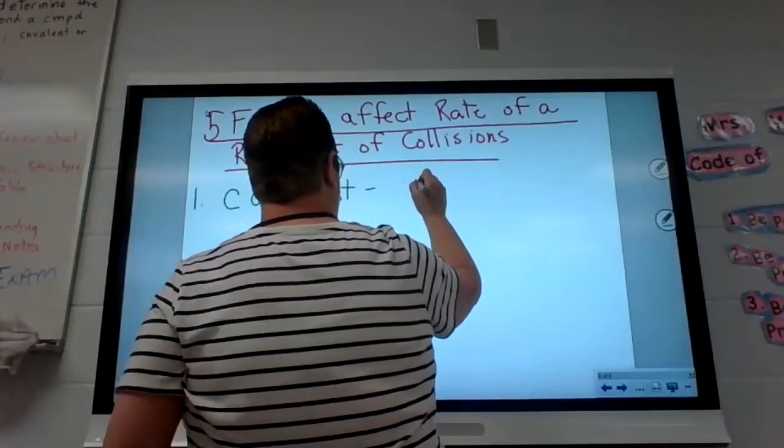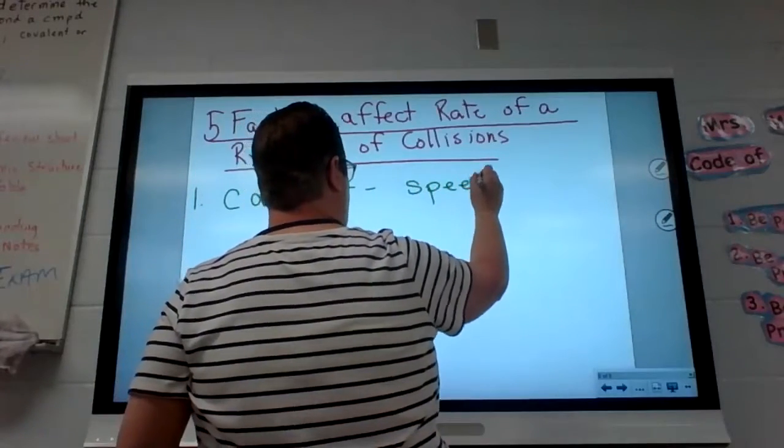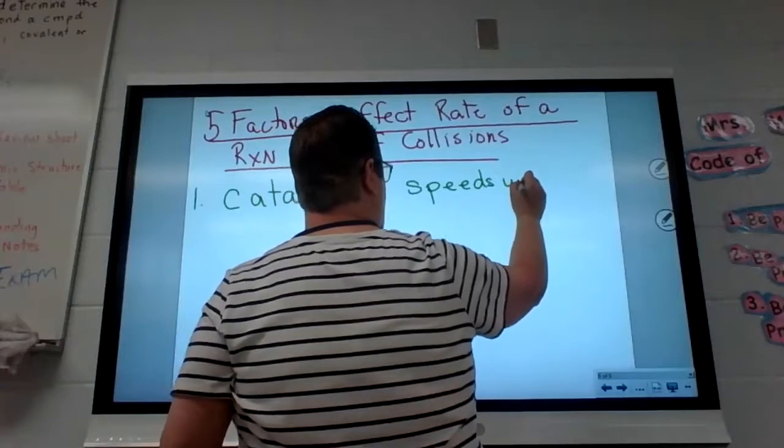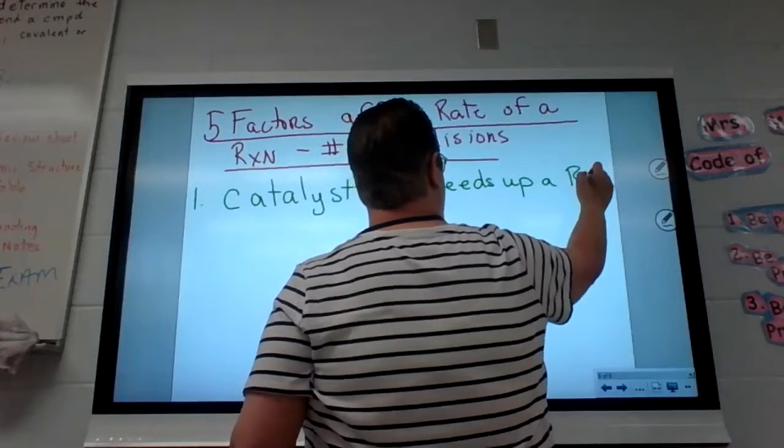That's right. Its sole function is to speed up a reaction. That is its sole function.